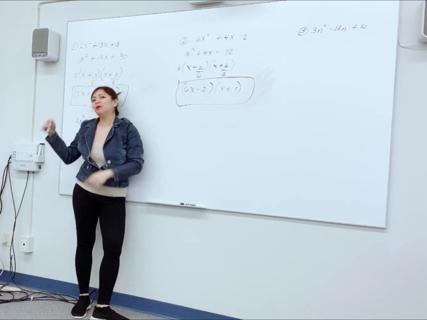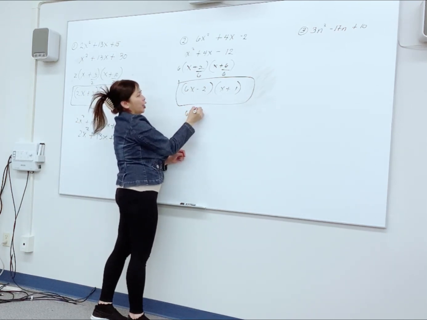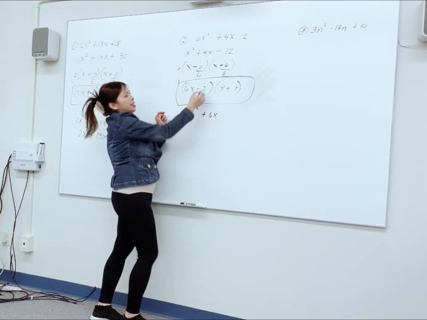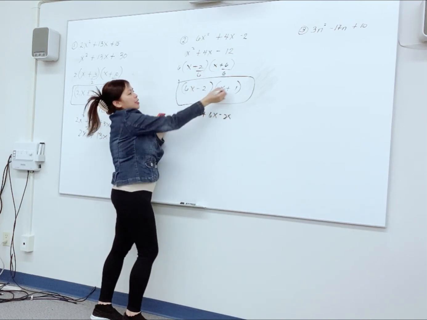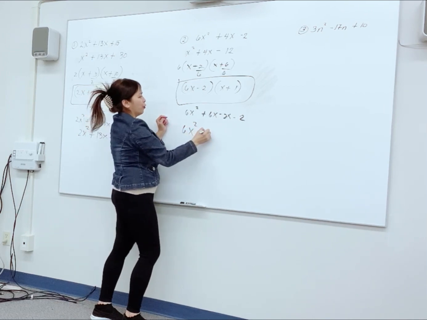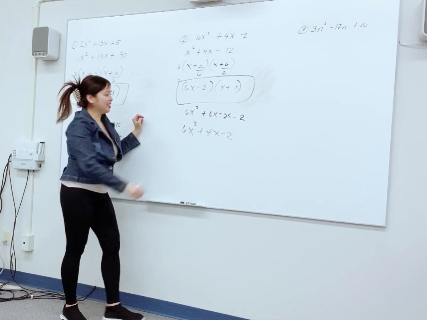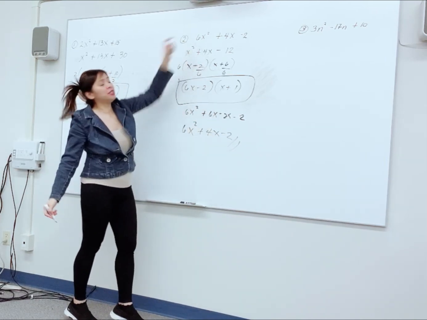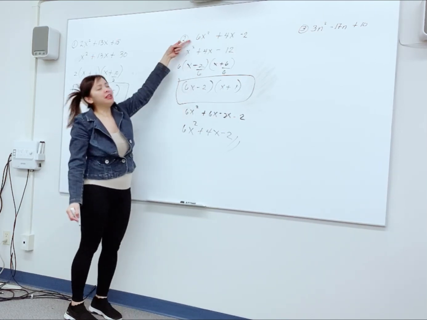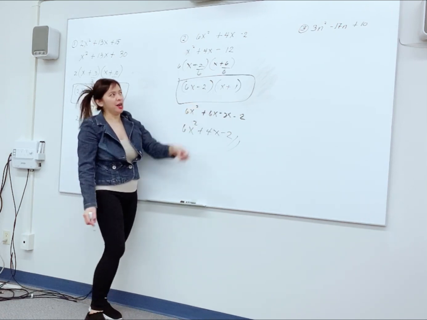Now let's check the same as what we did here by using FOIL. 6x times 6x, 6x squared, and then outside 6x plus 6x, inside minus 2x, negative 2 of 1 is negative 2. Now you have 6x squared plus 4x minus 2. Is this the same? Yes, we got the same answer. We have the same expression. It means we verified that these factors of this expression are correct. Take this as your final answer.